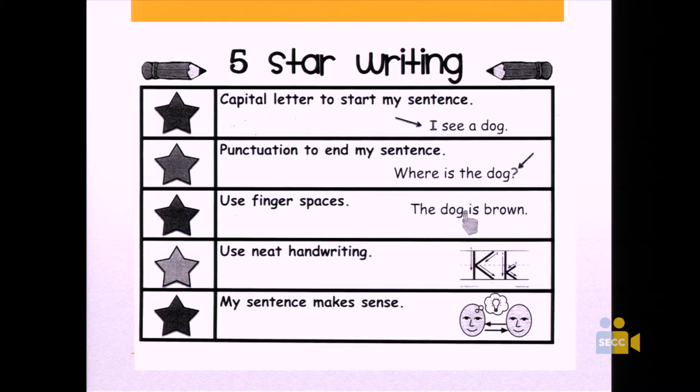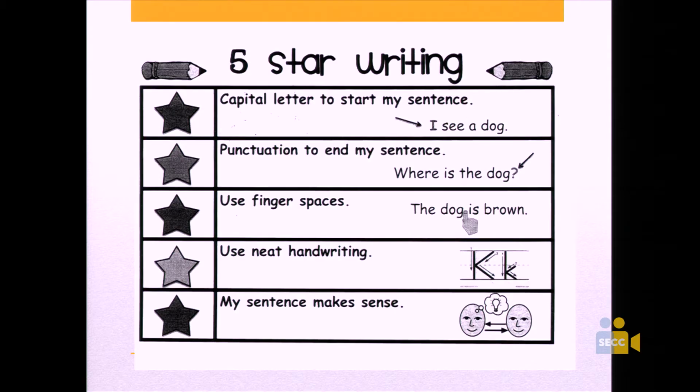So using finger is fine for finger spaces. The fourth one on here is neat handwriting, just making sure that they're forming their letters correctly. And again, a lot of times when they're beginning to write, they're going to write with big letters. And that's okay for a while. I will show you different ways to help with the big writing. But for the most part, we just want to make sure that they're forming the letters correctly.